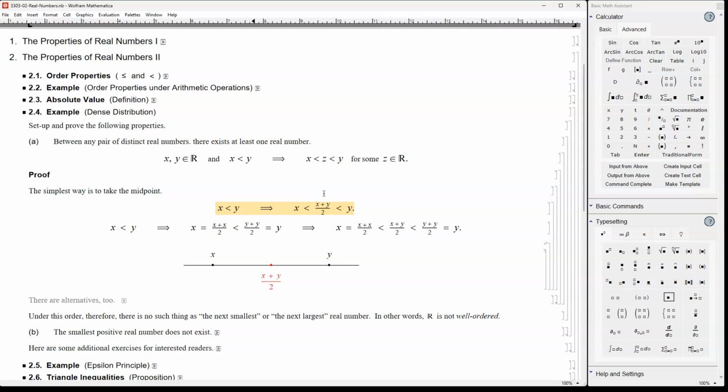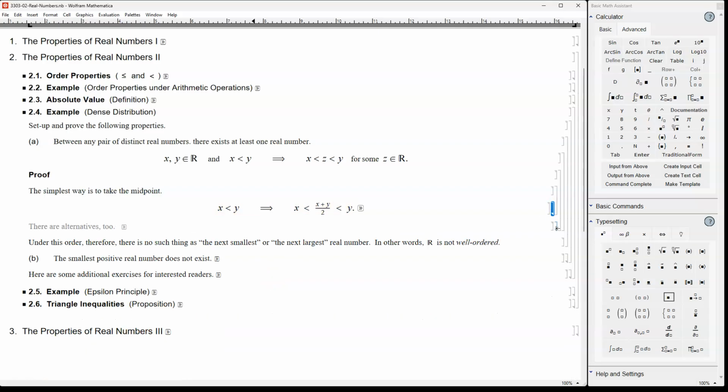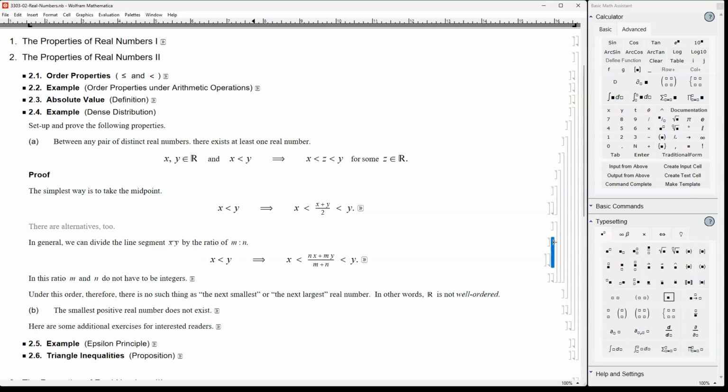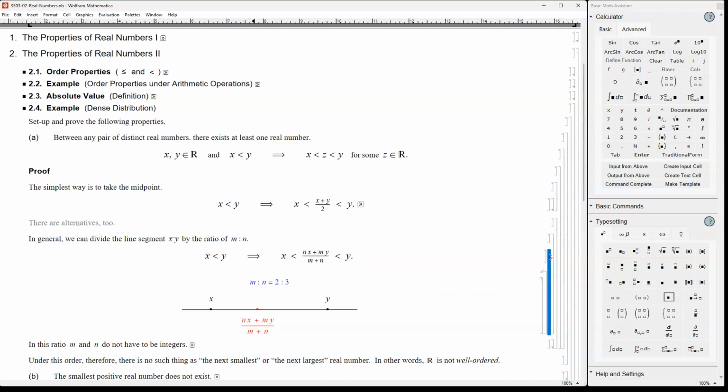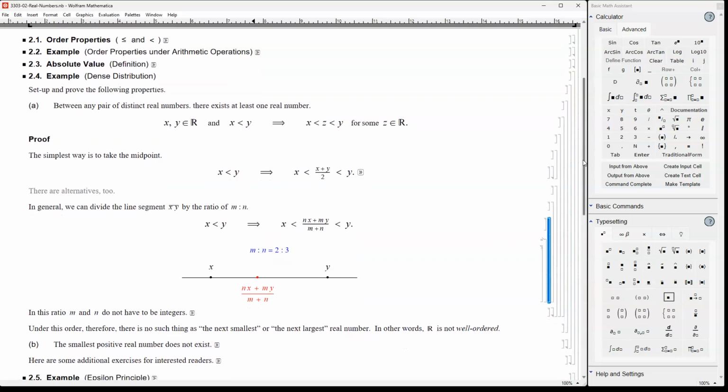By the way, this is not the only way to get a real number in between, or a rational number in between. x plus y over 2 is the midpoint here that divides this line segment 1 to 1. See that? 1 to 1. In general, however, we can devise like this, so that this number divides a line segment at the ratio of m to n. In this particular case, 2 to 3.